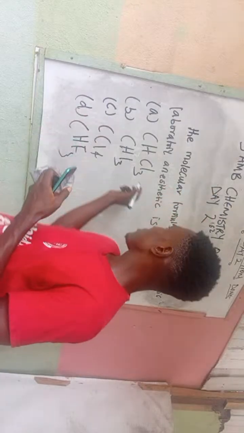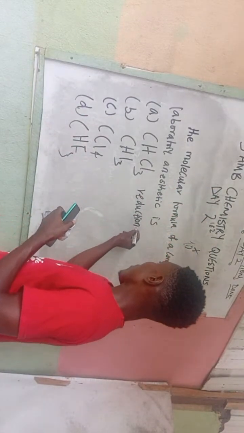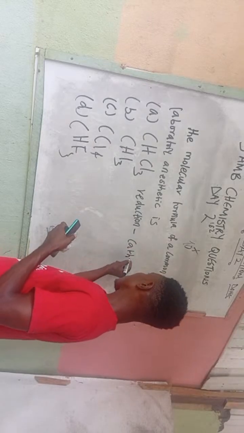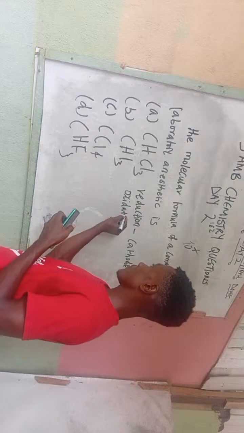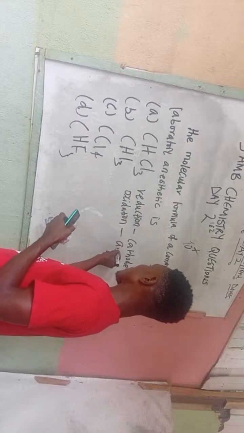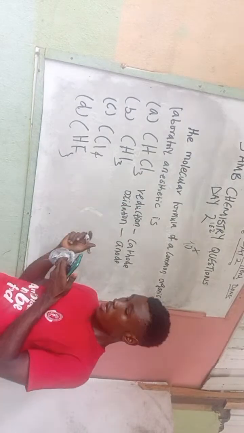Alcohols. Please take notes. Reduction occurs at the cathode. Oxidation occurs at the anode. So please take note. If you are confusing them, take note. The next question.